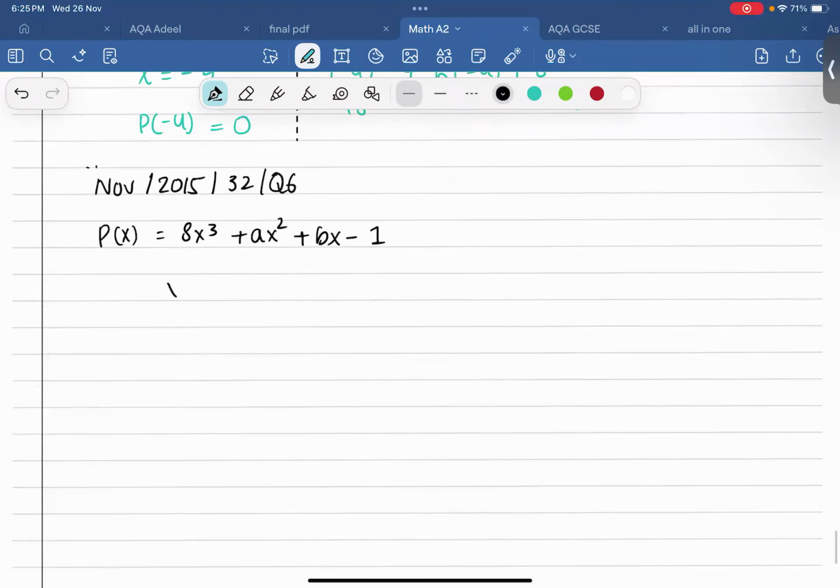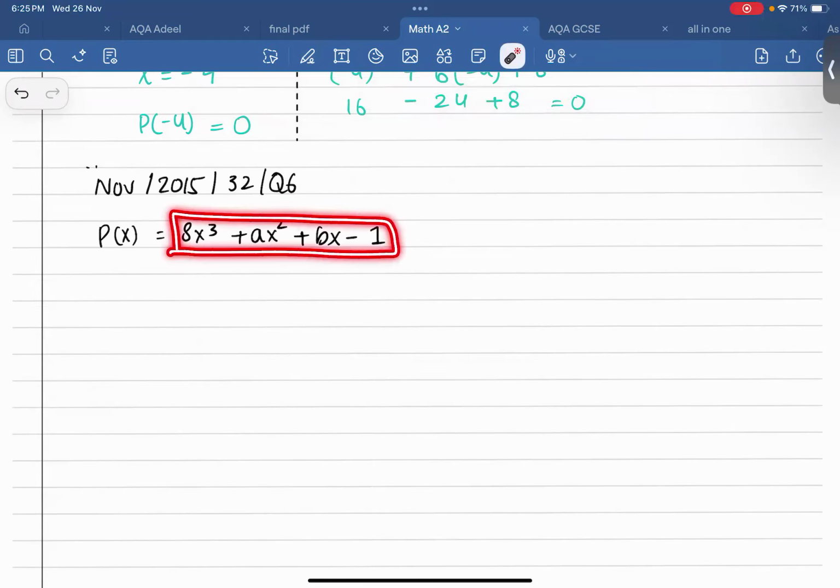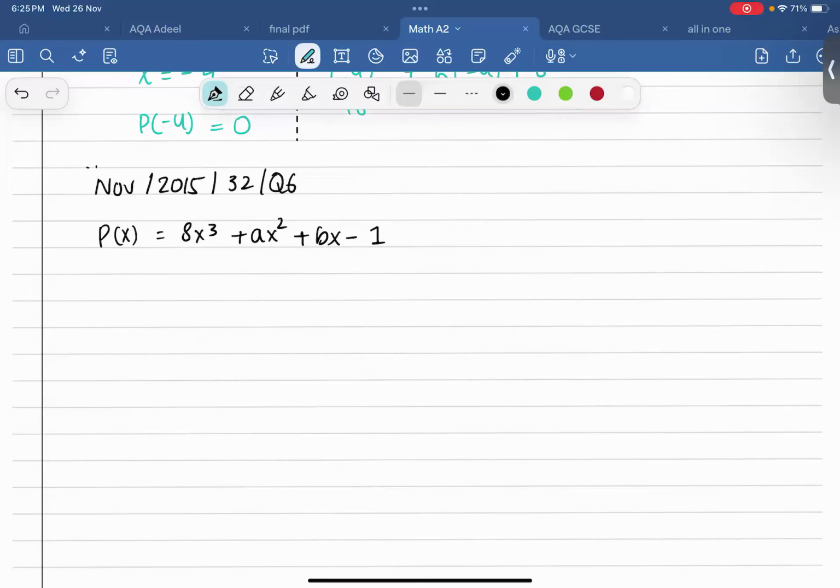By the way, in this question there will be three roots because this is a cubic equation. Now they're saying, okay, 8x cubed plus ax squared plus bx minus 1. So they're saying x plus 1 is a factor.